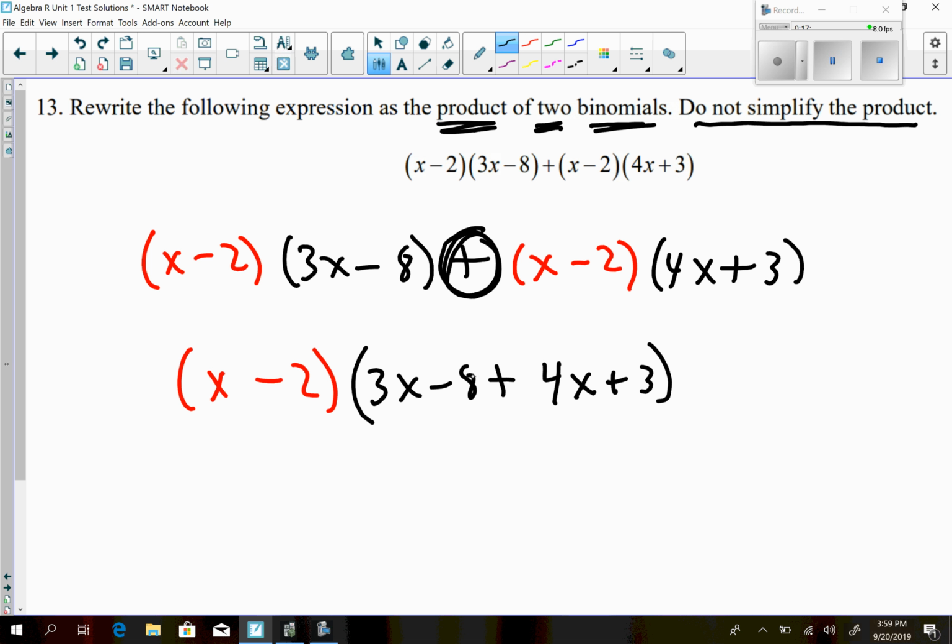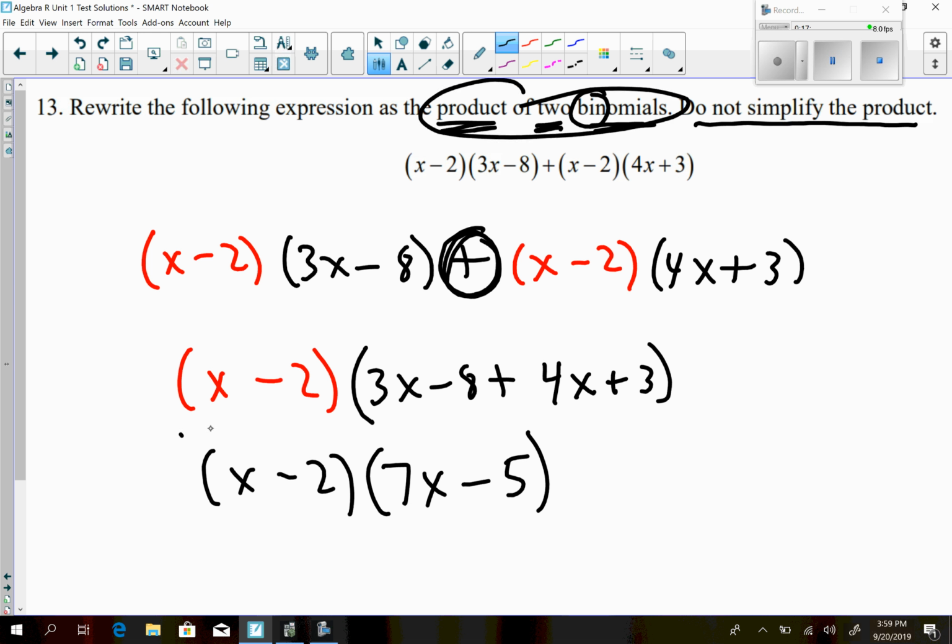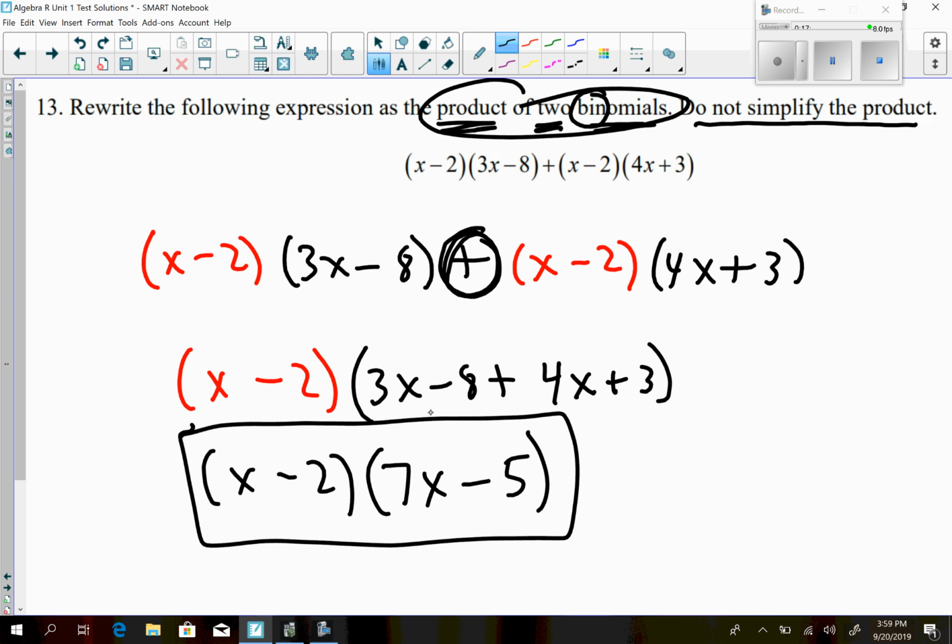And now we're not done because binomial means 2 terms. X minus 2 is a binomial. This is not a binomial until we combine 3x plus 4x, which is 7x, and negative 8, positive 3, that's negative 5. This is a binomial, and we have a product of 2 binomials right here. This is the answer. X minus 2 in parentheses times 7x minus 5 in parentheses.